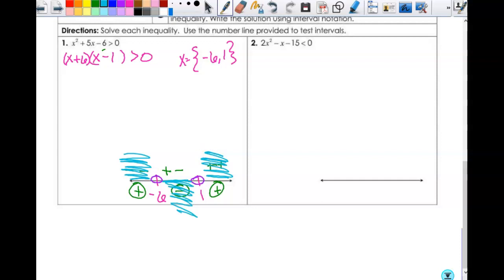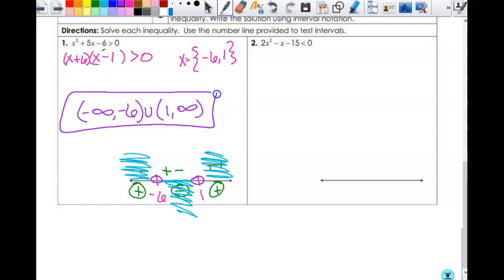Then I can use this because what I want is for when this function is greater than 0. So what am I looking for, positive or negative? Positive. So I know that it's positive from negative infinity to negative 6. Do I include negative 6? No. And then it's positive from 1 to infinity. And this is my answer. That's when my function is positive. Okay? Questions?